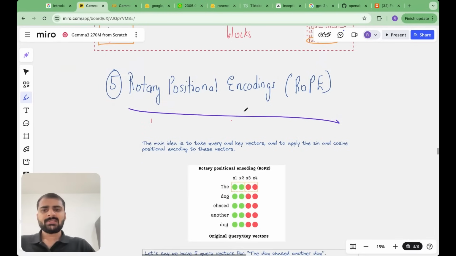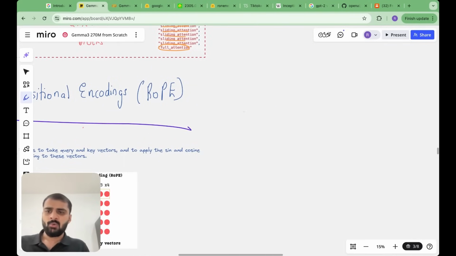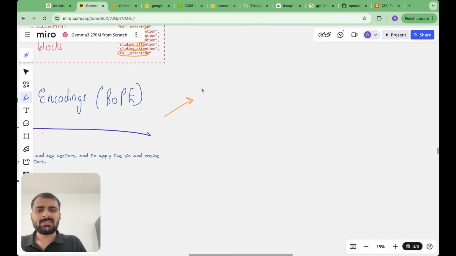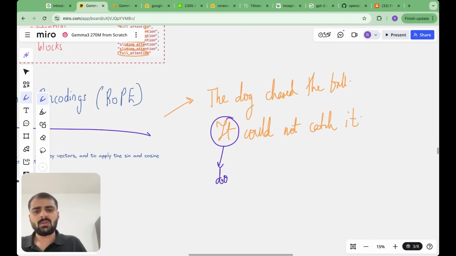All right, so let's come to rotary positional encodings now. The idea of positional encodings is not new. It was introduced in the original transformer paper in 2017. So let's say if you have a sentence like "the dog chased the ball, it could not catch it." Now, if you take a closer look at this, the first "it" refers to the dog, and the second "it" actually refers to the ball.